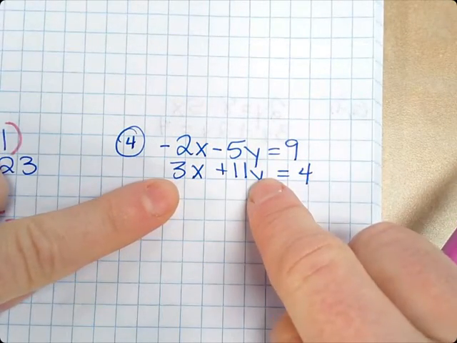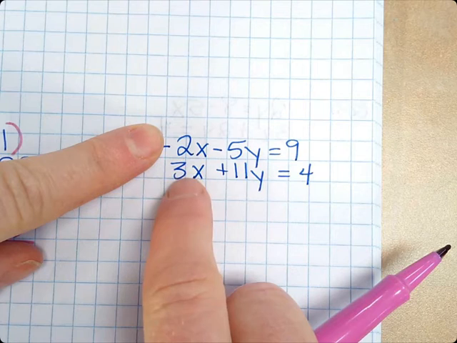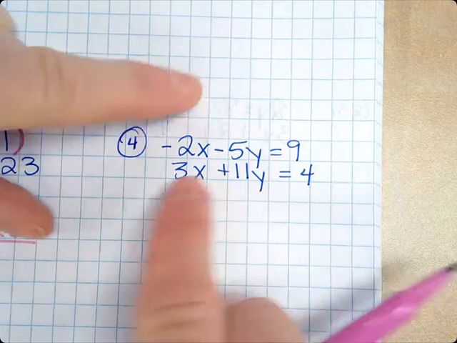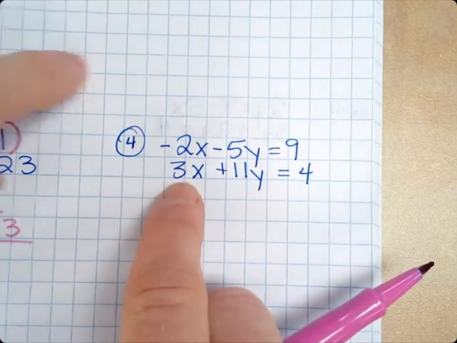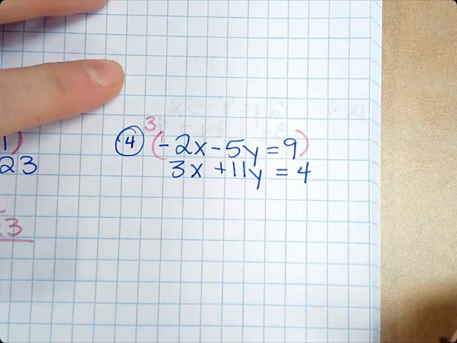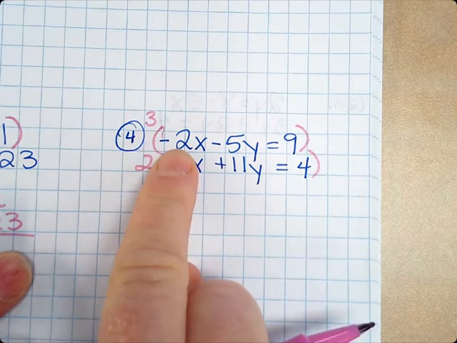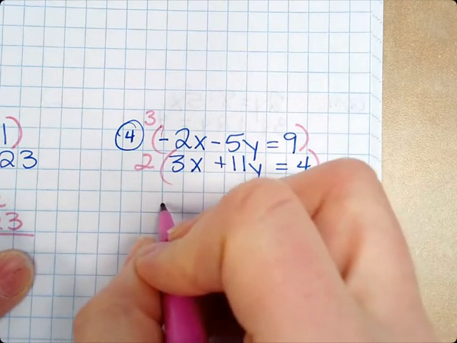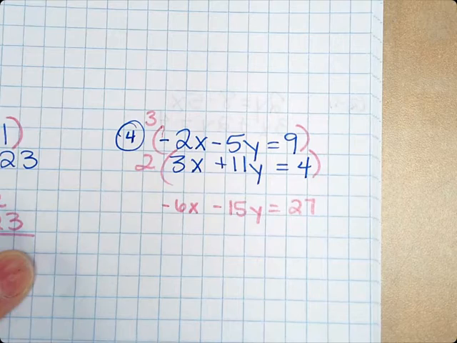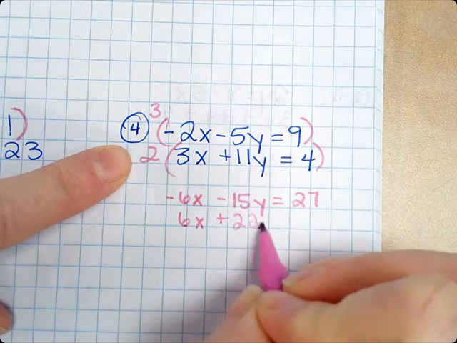My x's and my y's are both opposite signs, so I could pick either one. The 2 and the 3, their common multiple would be 6. 5 and 11 would be 55. So I would rather deal with smaller numbers, so I'm going to go with making the x be 6. So I'm going to multiply the top by 3 to get 6 and the bottom by 2 to get 6, which the top will actually be negative 6. And that's what I want. I want additive inverses. So this would be negative 6x minus 15y equals 27. And then the bottom would be 6x plus 22y equals 8.